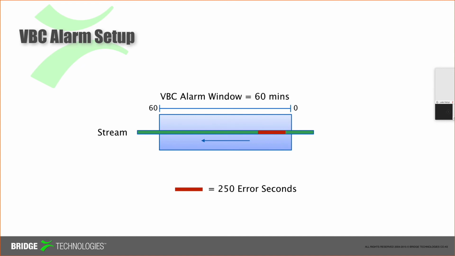So now 5 minutes has gone and no errors have occurred. So we've still got that 250 error seconds. They're still in the 60-minute alarm window, but now we've had 5 minutes without an error. So this is when the VBC error clears, and only after that 5 minutes has occurred, the VBC alarm clears. So not only is the VBC not reacting instantaneously to the errors appearing, it doesn't react instantaneously to the errors disappearing either. So again, that's something you need to bear in mind.